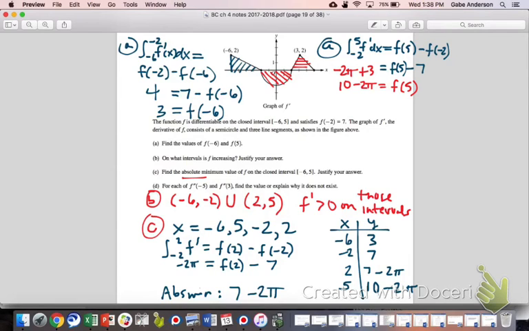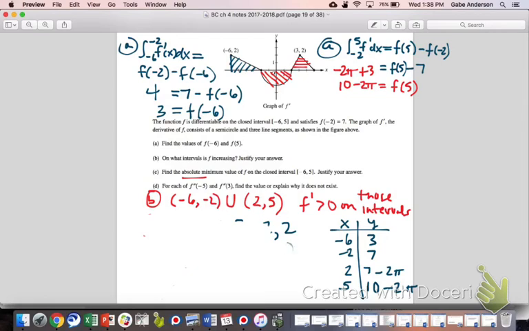Okay, so for D, it says for each of f double prime of negative 5 and f double prime of 3, find what they are or explain why it doesn't exist. I'm going to erase C here since we just did that. What do you think about f double prime of negative 5? Just find the slope. So f double prime would be the slope of f prime. And what is the slope of that line right there? -1/2. Yep, down 2, right 4, -1/2.